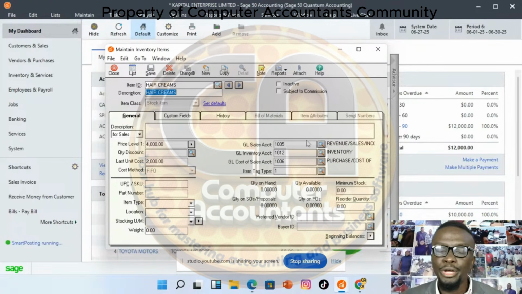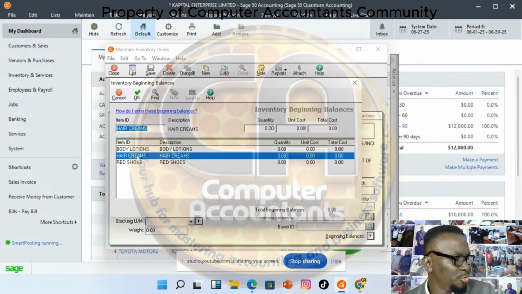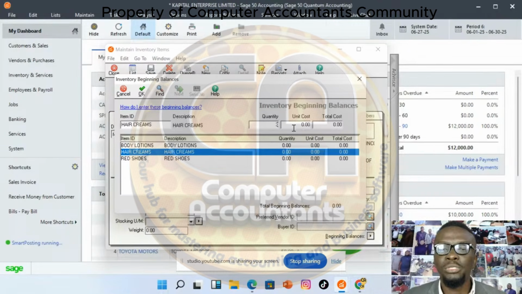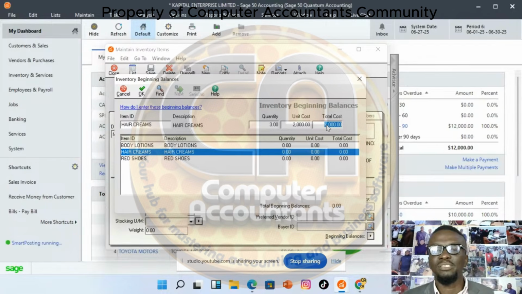Now, you move your mouse to where you have beginning balances at the footer here. You can see it at the footer. You click. So look at all the items here. Then I'll select hair cream. Let me be sure, hair cream, correct. So what is the quantity being brought forward? 3. And the cost price is 2,000. So this will give us a balance sheet balance of 6,000 naira worth of hair cream.